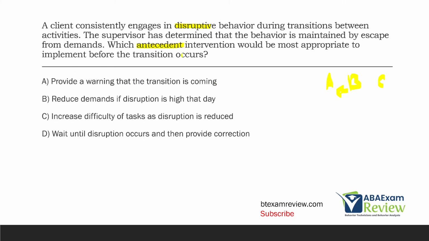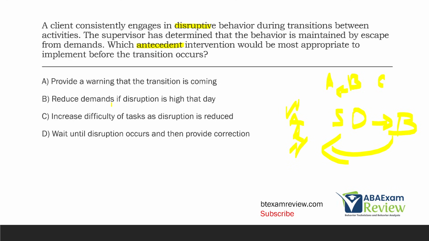Sure. If we warn before the transition actually occurs, we're warning before that behavior actually happens, right? If our SD is transition, then the behavior happens. If we do the warning somewhere over here, that's before this behavior. It's an antecedent. A looks pretty good.